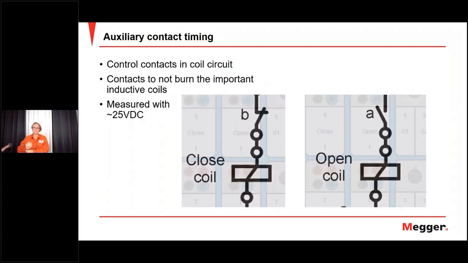Auxiliary contact timing, we'll be talking about that. Control contacts in a coil circuit. And they are important so you don't burn these really important inductive coils. And they're also measured with 25 volt DC, but connected with the auxiliary terminals.